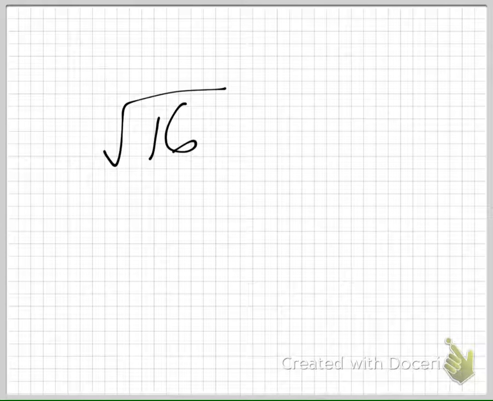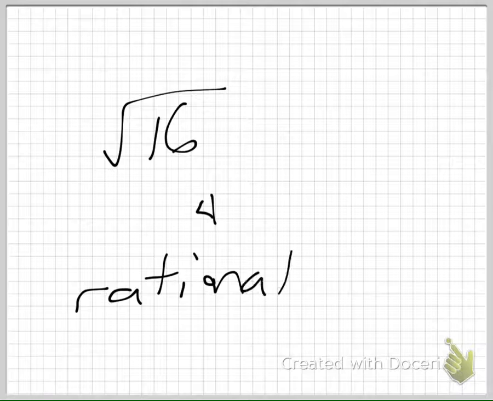Let's also talk about this. The square root of 16. That is a rational number. A rational number is a number that can be written as a fraction. The square root of 16, what's the answer? 4. Can 4 be written as a fraction? Yeah. How would you write 4 as a fraction? 4 over 1, right? If it can be written as a fraction, then it's a rational number. Rational, R-A-T-I-O-N-A-L. Does that make sense?